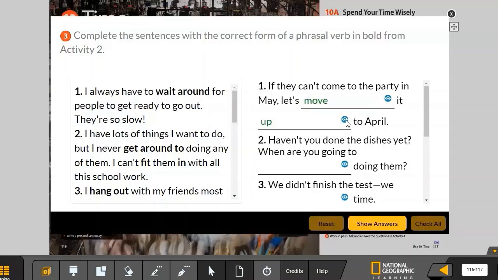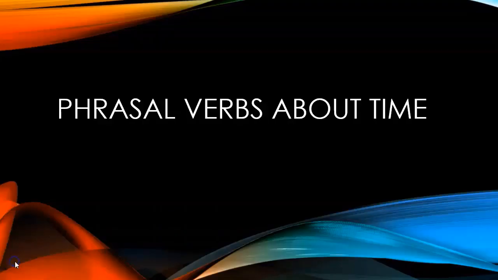Now, guys, try to do exercise number 3. Before we have the answers, we are going to discuss what the phrasal verbs are. Before we check the exercise and see how many you got right, we're going to talk about phrasal verbs about time.